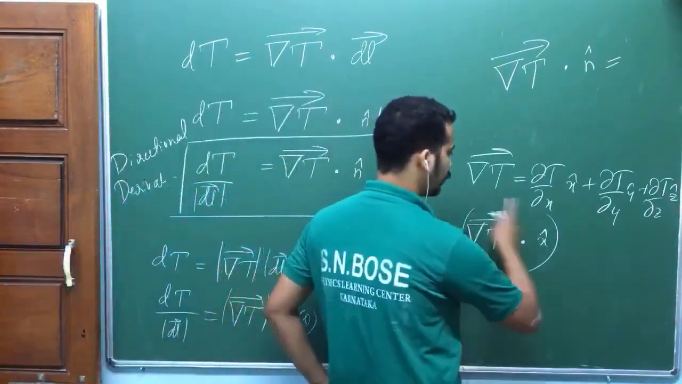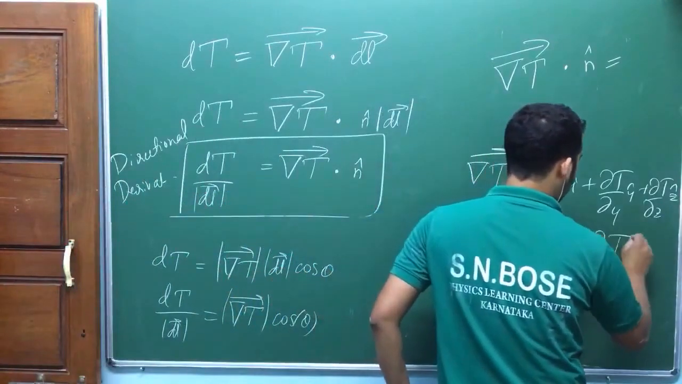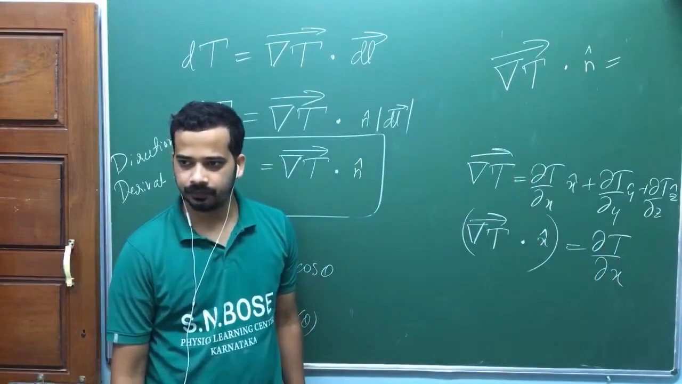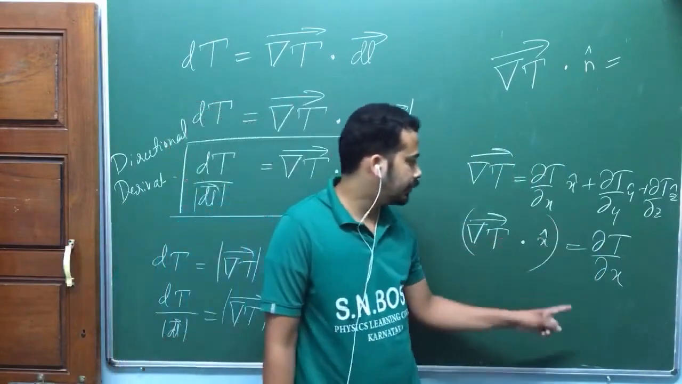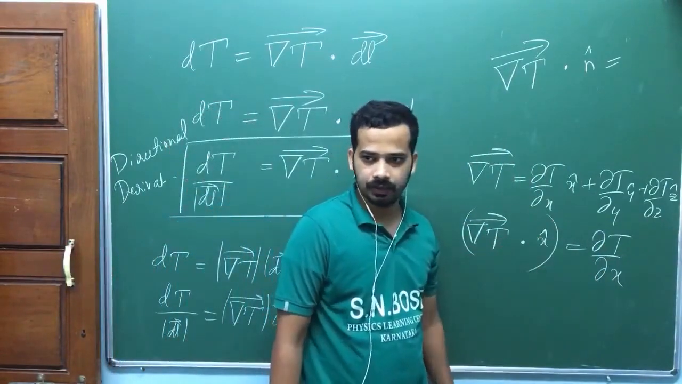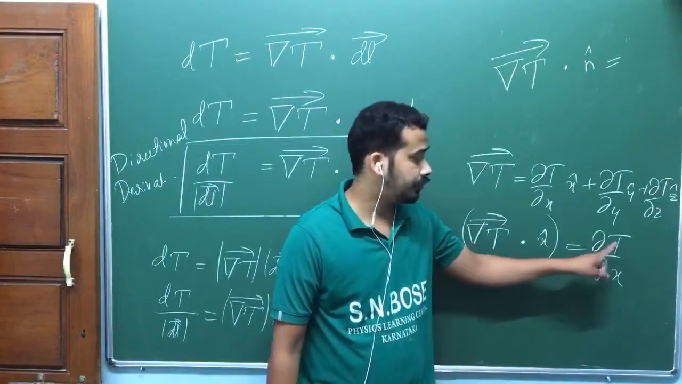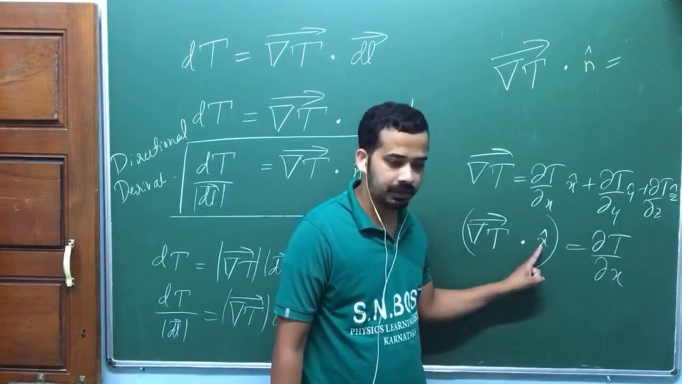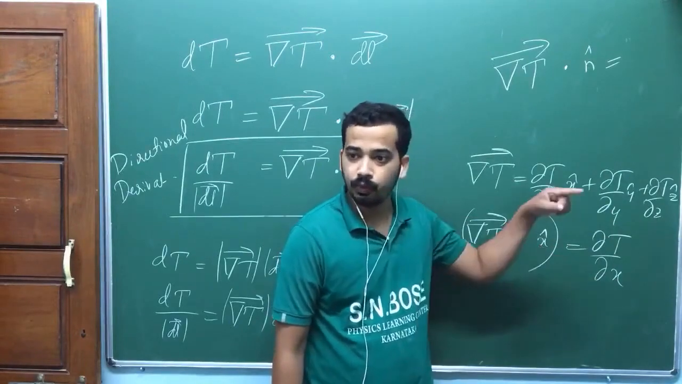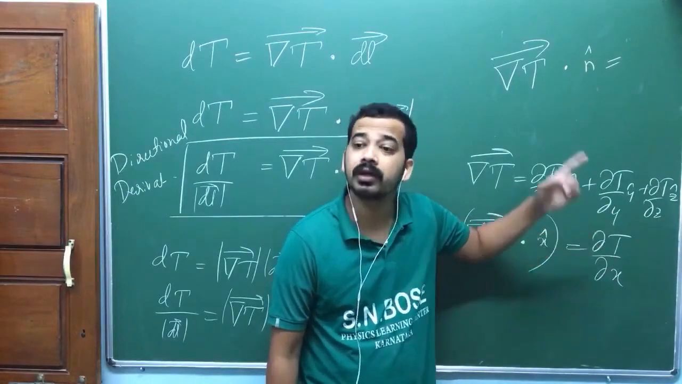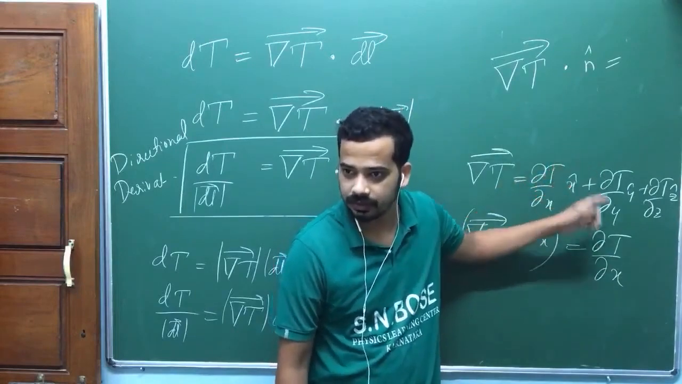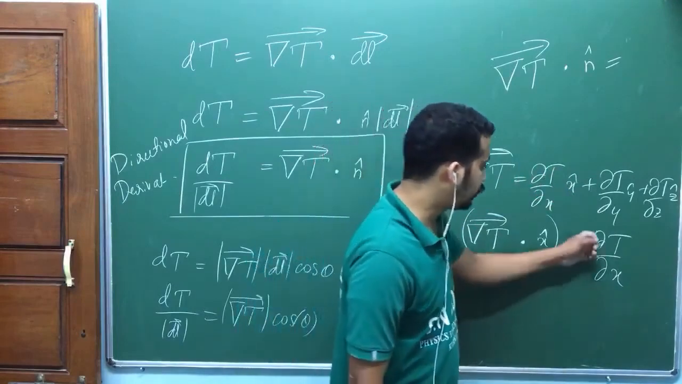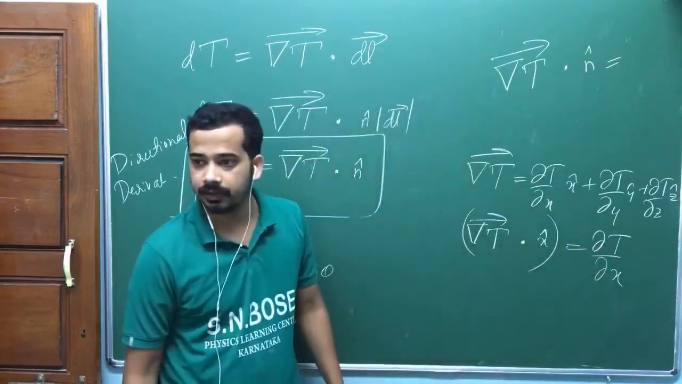What would you get if you take the dot product with x cap? You will get ∂T/∂x. Your partial derivative is actually a directional derivative. It is the rate of change of T when you move along the x-axis, along the x cap direction. What do you mean by that? You are keeping y and z constant, isn't it? So that's why these partial derivatives are actually directional derivatives.